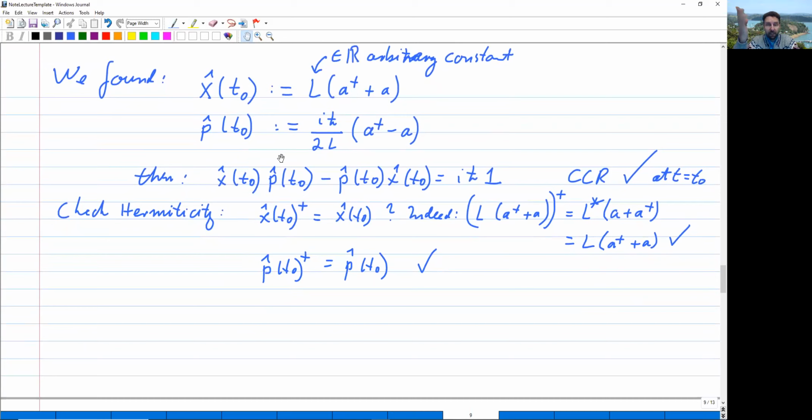Namely, we've solved the canonical commutation relation, we've solved the hermiticity condition, but we haven't solved the dynamics yet. So we still need to find x hat and p hat, not only for the initial time, we need to find this x hat of t time-dependent matrix and p hat of t time-dependent matrix.